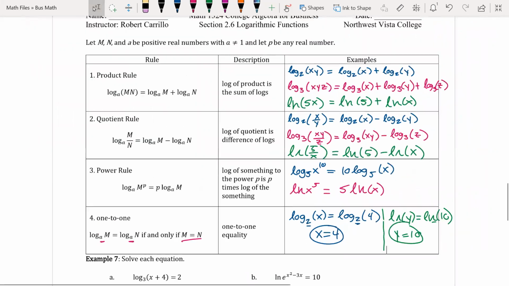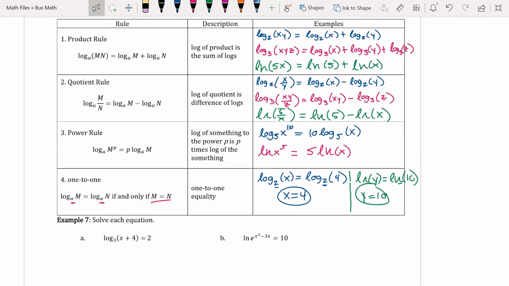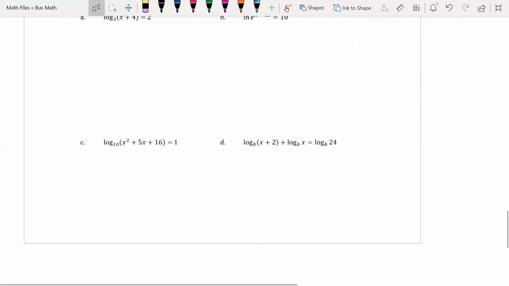So many properties. Not really, it's just 4. Okay. Any questions on that? No, those were easy too. All right. All right, 7. I think that's it.